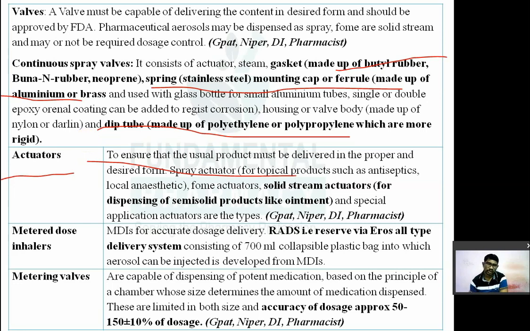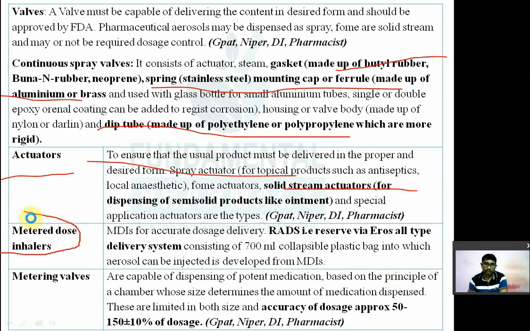यहाँ पे actuator का role क्या होता है? To dispense the product in a proper form. Okay, ये role है. Different types of actuators कौन से हैं? Spray actuator, foam actuator, solid stream actuator, then special purpose actuator.